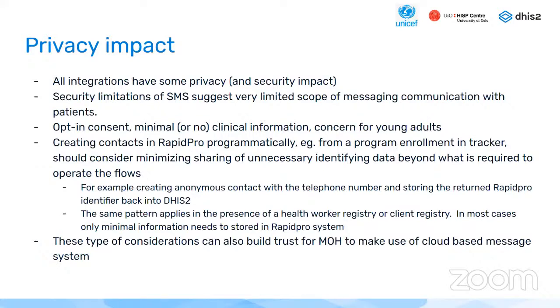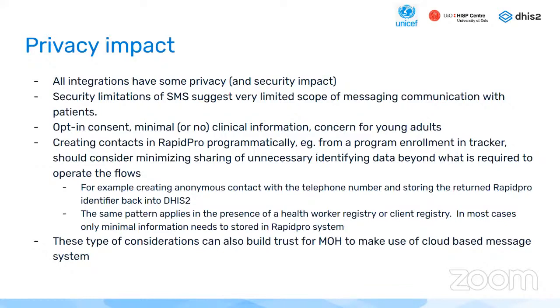And in some ways, it's impossible to mitigate for all of these, but I think there are things that we can think about, particularly in terms of creating contacts, where we're creating contacts in RapidPro programmatically, for example, synchronizing program enrollments and stuff like that. We should certainly consider minimizing the sharing of unnecessary identifying data beyond what's required to operate the flows. For example, in that use case that Claude demonstrated, there was no need to put Alice's name into RapidPro at all. It would have worked perfectly well to create the contact anonymously with just the phone number or the Telegram identifier or the WhatsApp identifier, whatever it might be.